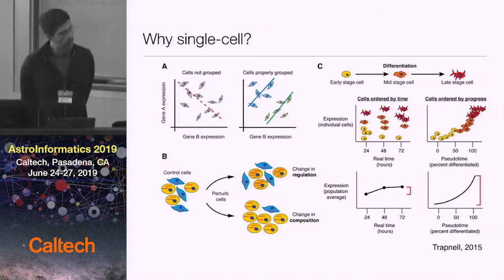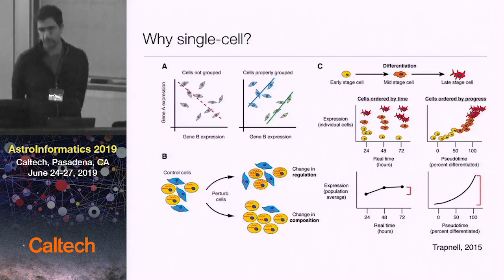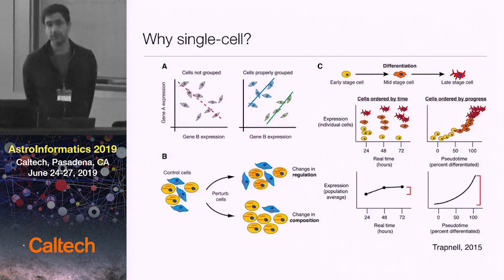And this is a figure from Cole Trapnell, a former student of mine who's at the University of Washington, giving a rationale for biologists why they should do single-cell experiments. And I won't talk about A and B. These are basically the rationales to avoid Simpson's paradox. But I want to talk about C.